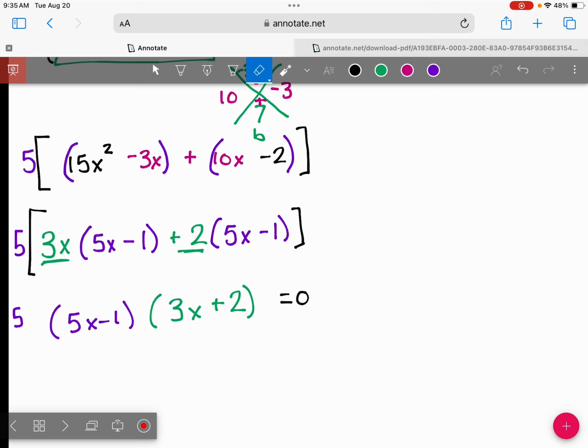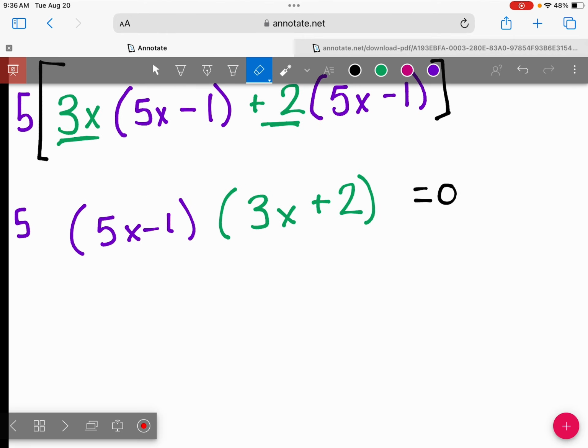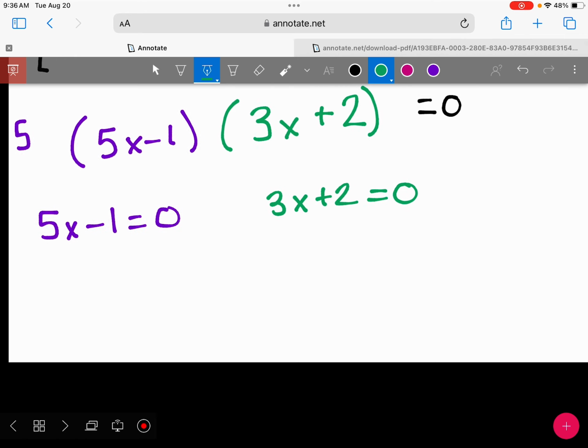We're not solved yet. Solution means I need an x equals. How do I get an x equals from factored form? Set each factor equal to 0. So we need to do our 5x minus 1 equals 0 to find out what that root is. And my 3x plus 2 equal to 0 to find out what that root is. So we're going to solve each of these individually.